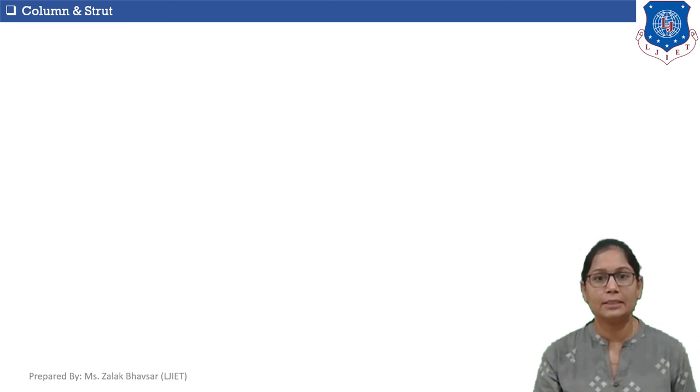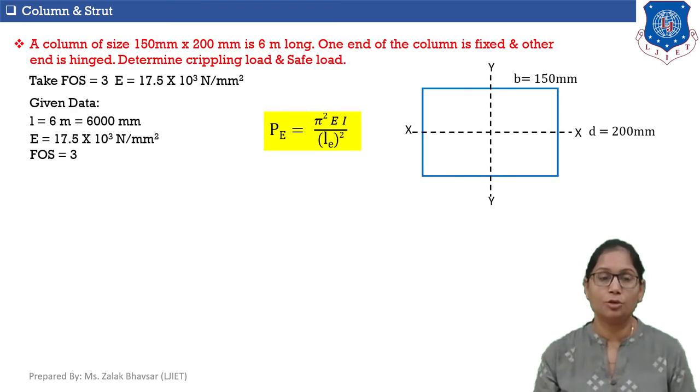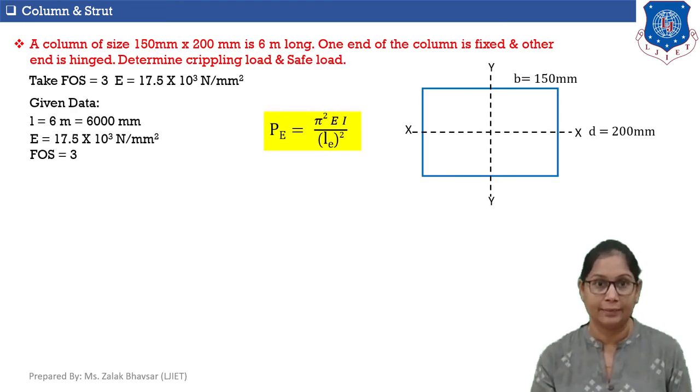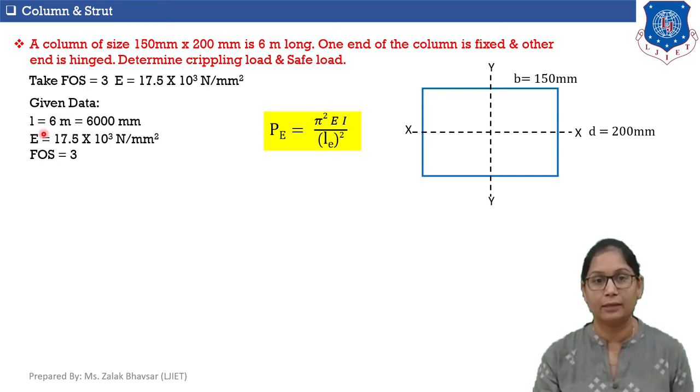So let's calculate a numerical. First of all, we will read the data. Here a column of size 150 mm by 200 mm is given. So the width of the column is 150 mm and the depth of the column is 200 mm. The length of the column is 6 meters. It means the original length L is equal to 6 meters, and I am converting the length into mm. So I get L equal to 6000 mm.